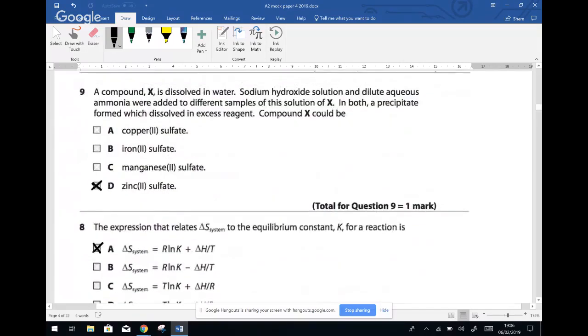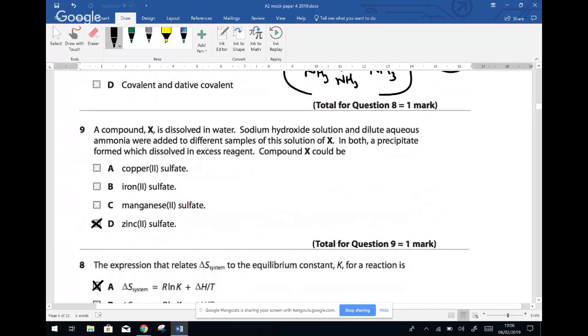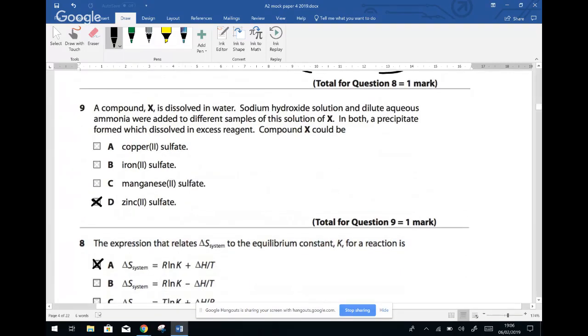Next, compound X is dissolved in water. Sodium hydroxide solution and dilute aqueous ammonia were added to different samples. In both, a precipitate formed, which dissolved in excess reagent. Right. So, by the way, lots of you are going to argue this and go, hang on a minute, we haven't been taught about these redissolving complexes that we see.